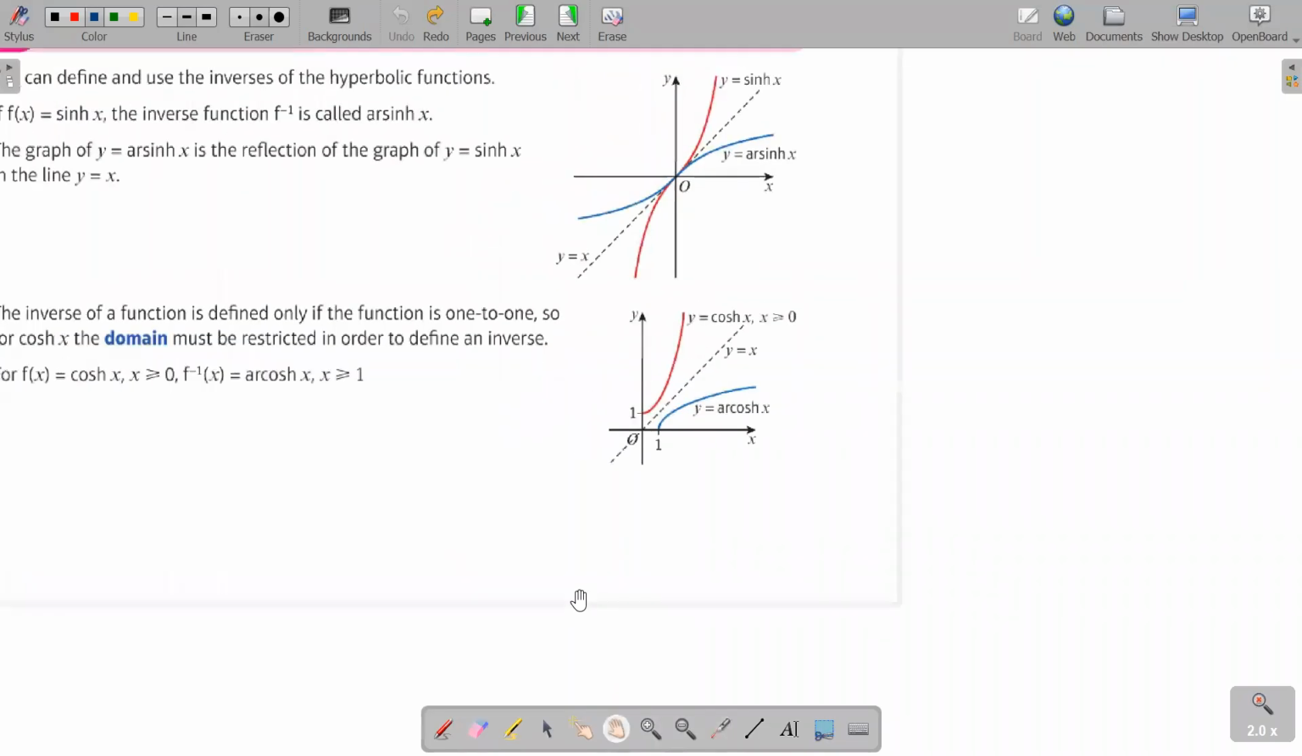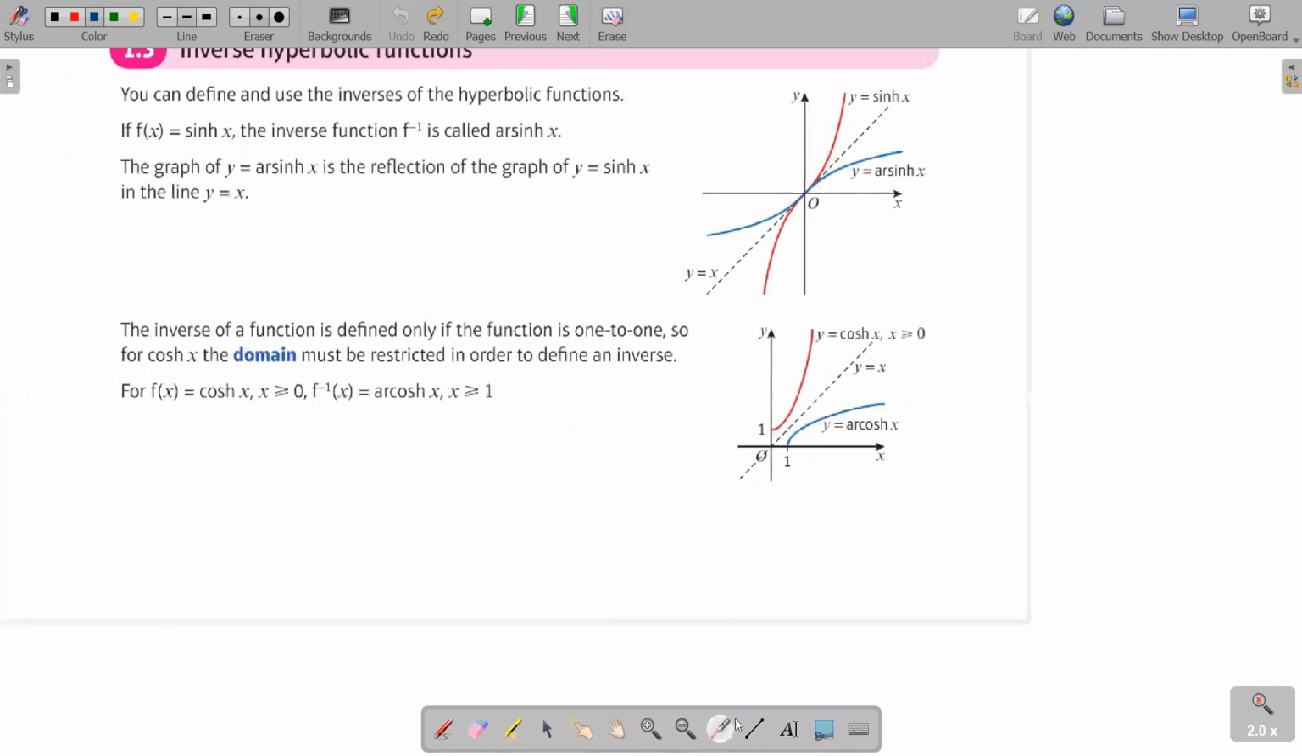So basically, this is what you need to know. And then again, the domain and range is so important. As I told you, the domain of cos must be restricted in order to define an inverse. So your cos domain is only defined for the positive x values. As you saw, I removed the negative x values, and of course you can see the range.